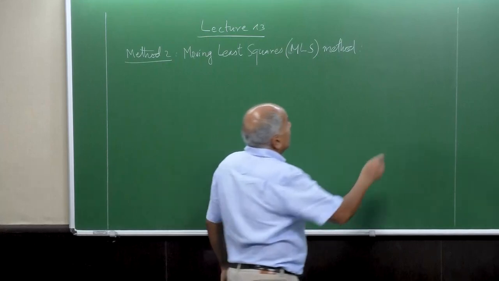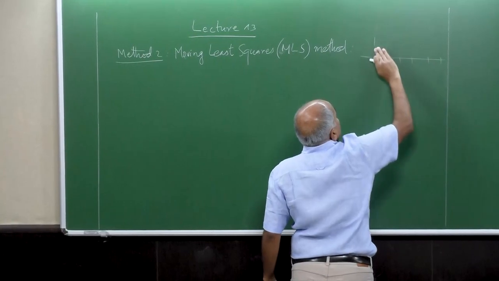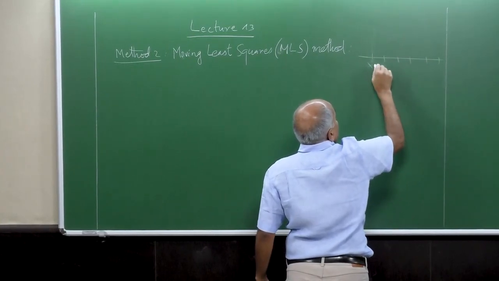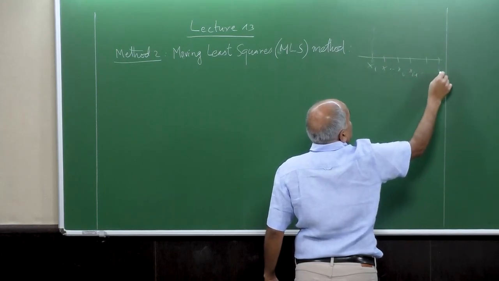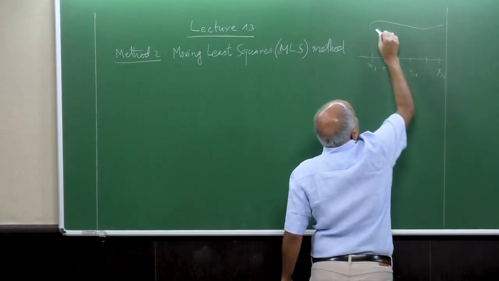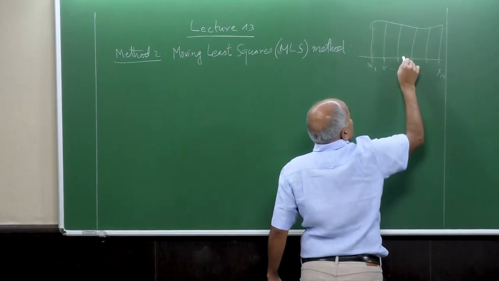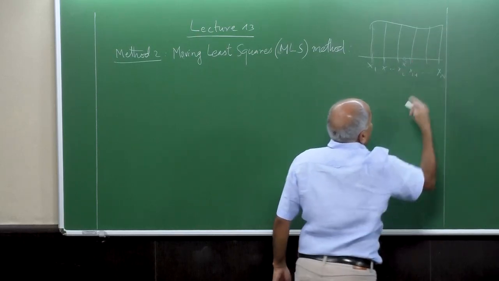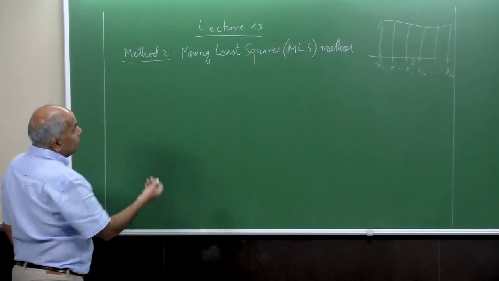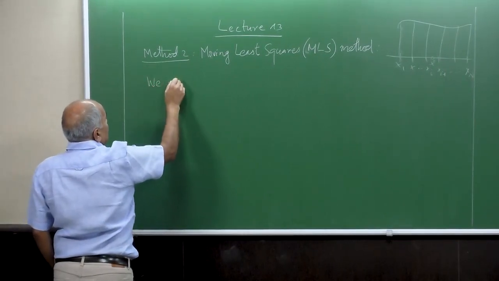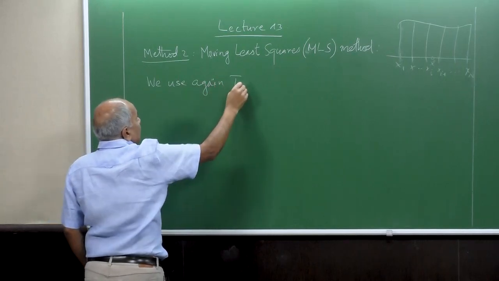So we have again some grid points xi. So x1, x2, xi, xi plus 1 up to xn, then we have the function value here. We want to approximate somewhere here at point x0 from its neighbor points. And so we use Taylor expansion.